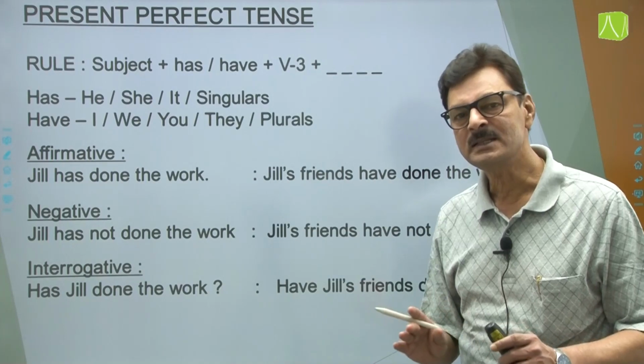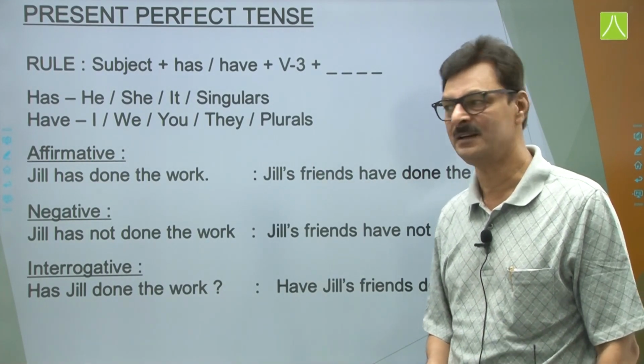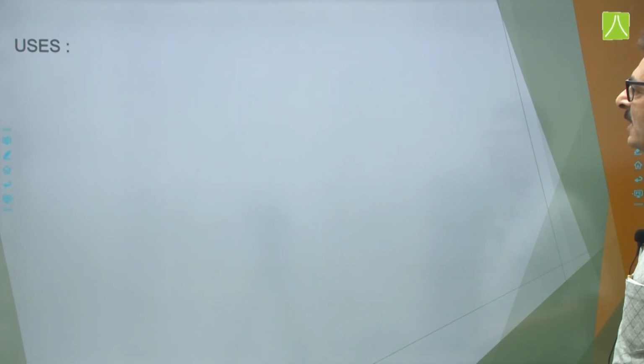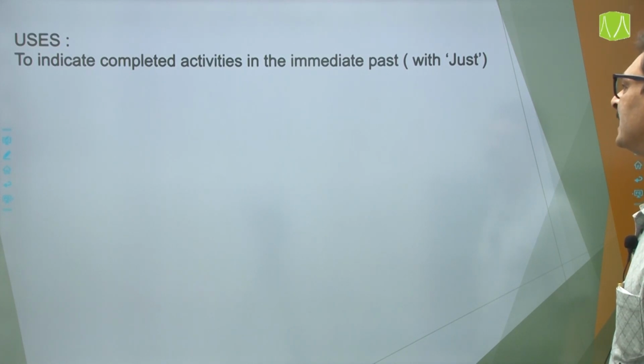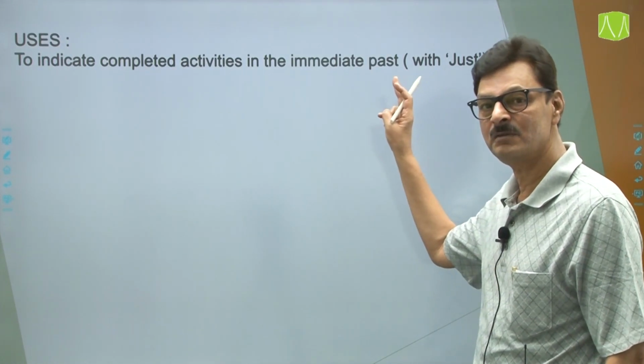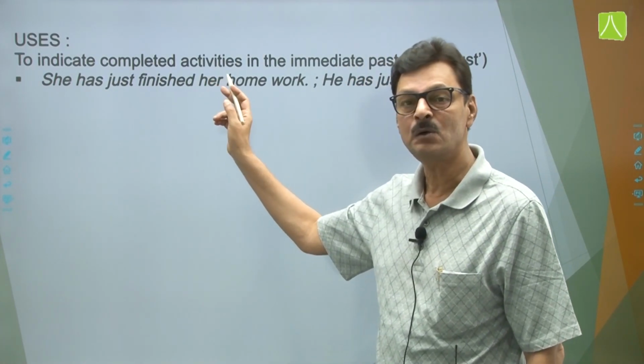Friends, I hope that these things are very clear. Very simplified way में मैं आपको इस चीज़ों के बारे में बता रहा हूँ. Moving on ahead with some uses: to indicate the completed activities in the immediate past with word just. She has just finished her homework.